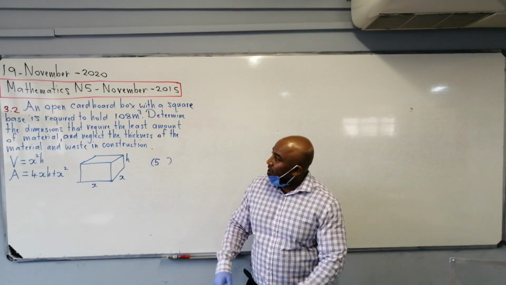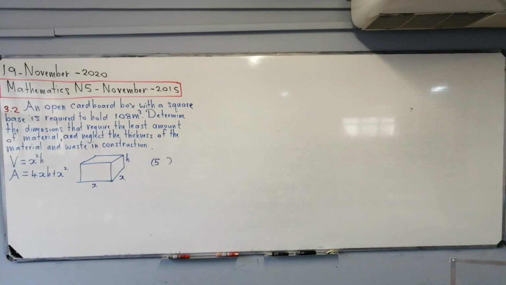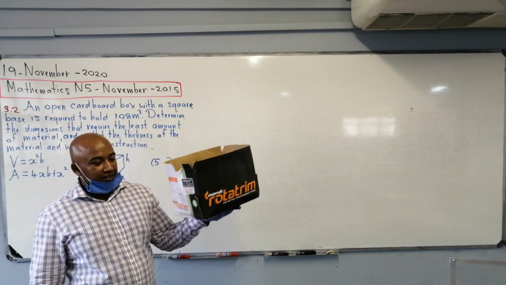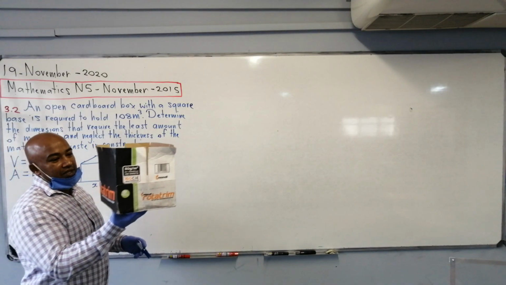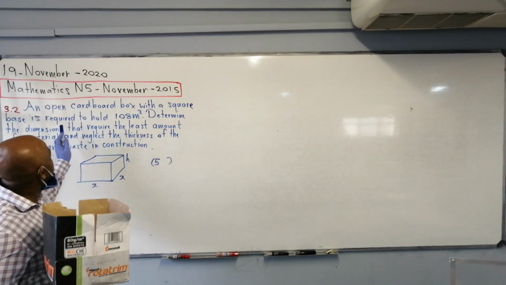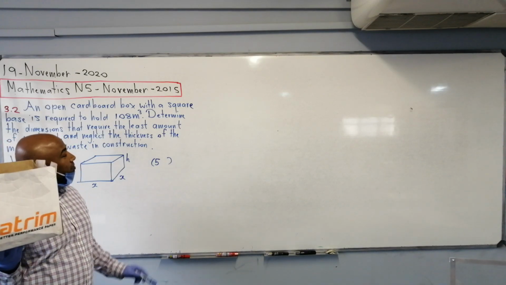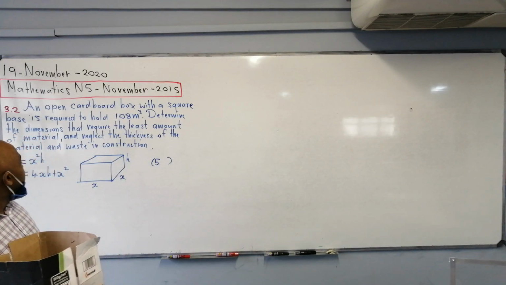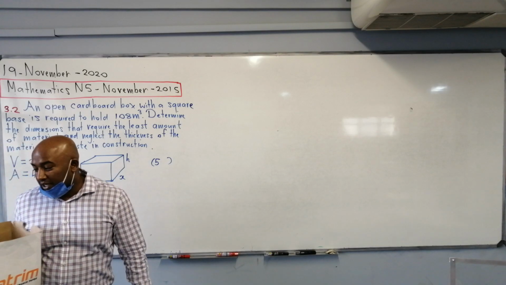So, an open cardboard box. We have a box which is open, similar to this one. This is an open cardboard box with a square base, but this one is not a square base. This one has a rectangular base. It is required to hold 108 cubic meters. That means that is the volume. Determine the dimensions that require the least amount of material, and neglect the thickness of the material and waste in construction, for 5 marks.